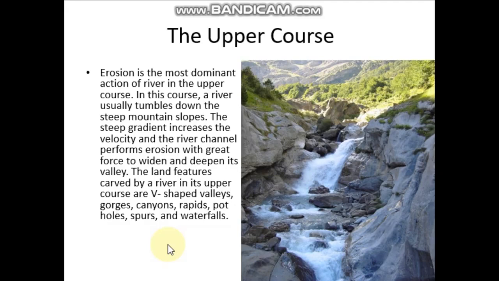In this course, a river usually tumbles down the steep mountain slopes. The steep gradient increases the velocity and the river channel performs erosion with great force to widen and deepen its valley. So what are the different land features of the upper course? The different land features of the upper course are V-shaped valleys, gorges, canyons, rapids, potholes, spurs and waterfalls.